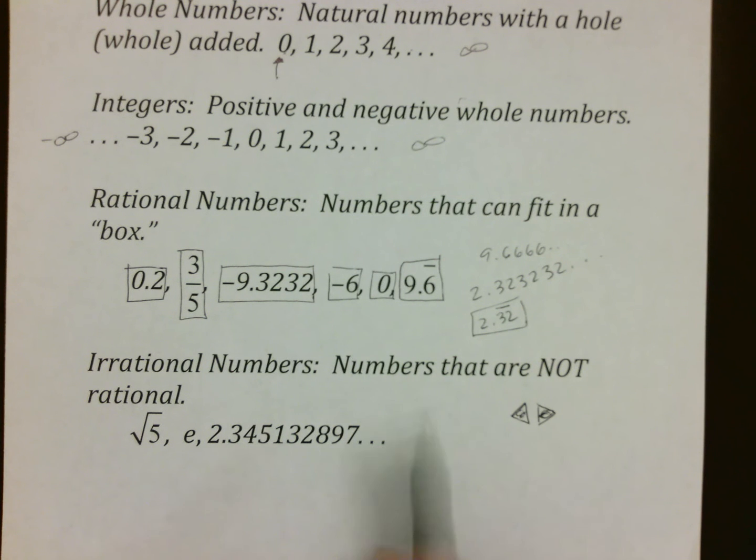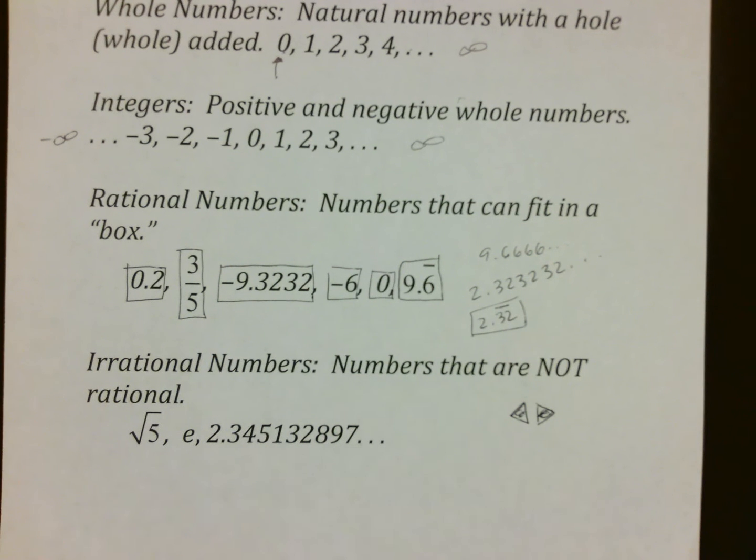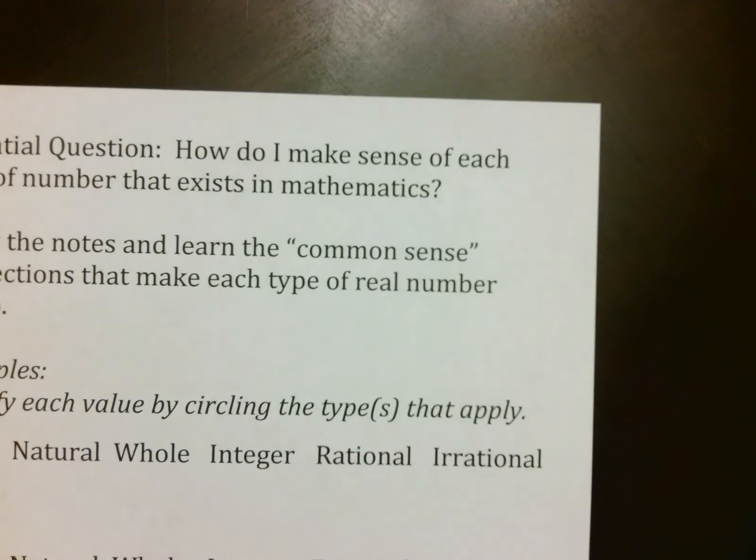2.345123897. Notice there is no pattern, and these three dots mean it goes on forever. That also cannot fit into a box. It is not rational. Okay? So the essential question is, how do I make sense of each type of number that exists in mathematics?